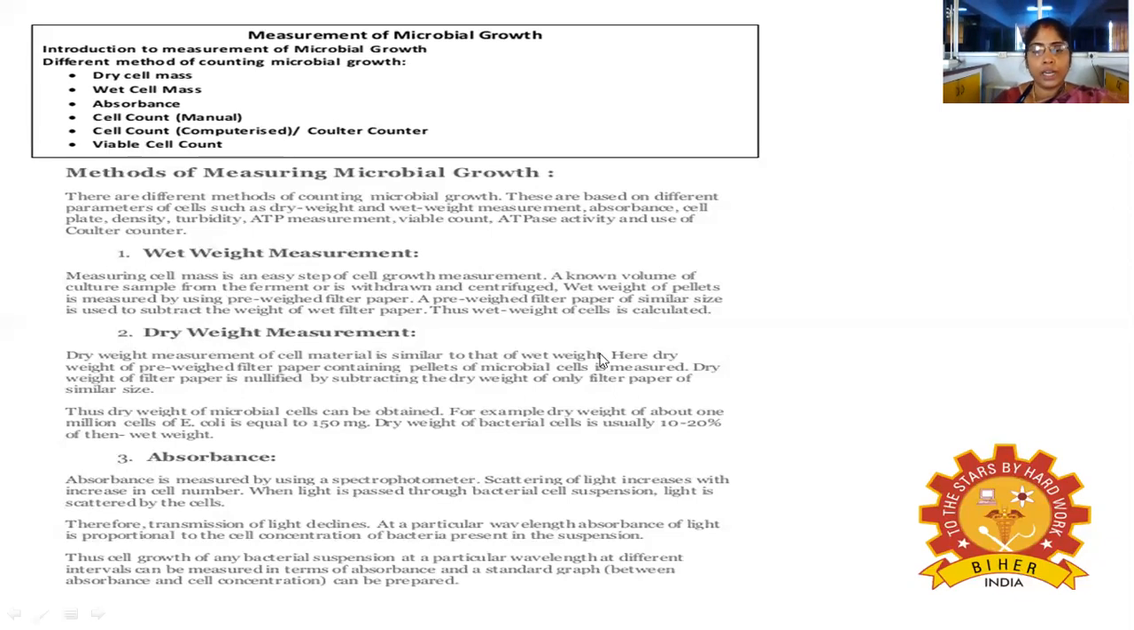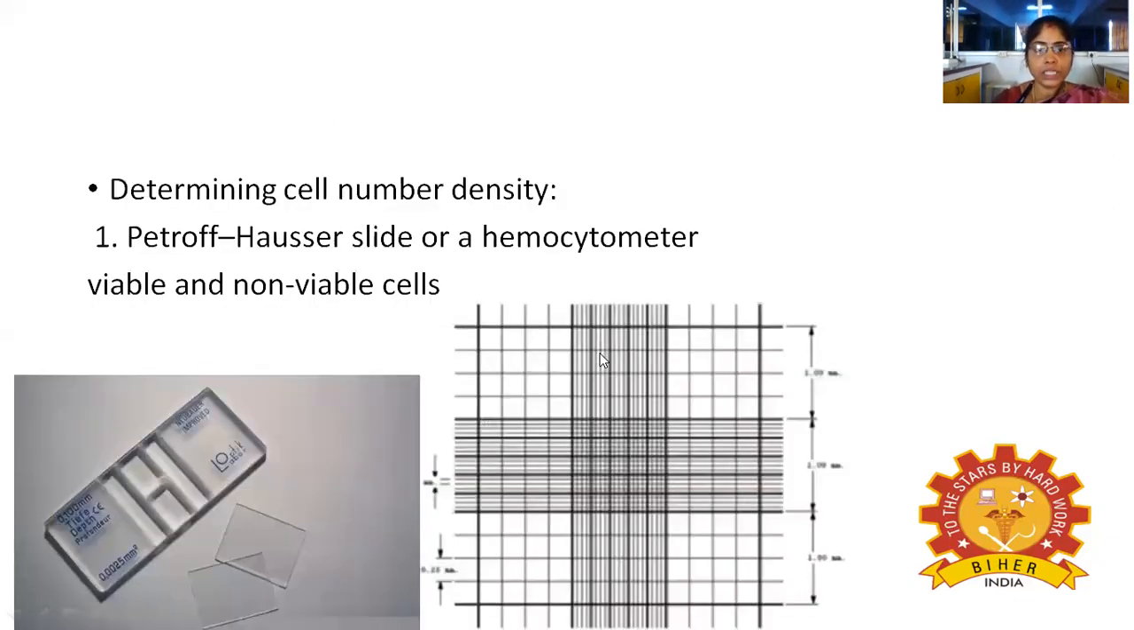Okay, so the next one is how the cell number can be measured, either manually or online. Here we talk about how the cell number can be measured by placing the microorganisms here. One loop full or a pipette full of culture will be taken and placed here. Once it has been placed, we keep the cover slip so that the culture we placed will be smudged here.